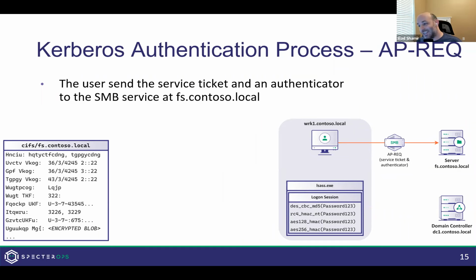Now the user can finally authenticate to the file server by sending in an AP-REQ message. The AP-REQ message is typically encapsulated in another application layer protocol. It would be SMB in this case. The AP-REQ contains the user's service ticket and an authenticator encrypted with the service ticket session key, similar to the authenticator in the TGS-REQ. So again, an attacker that obtains a service ticket, but not the corresponding session key, cannot abuse it. A Kerberos ticket without the associated session key is useless.